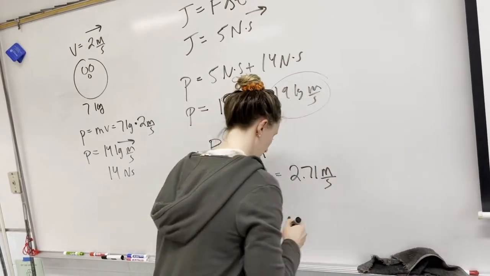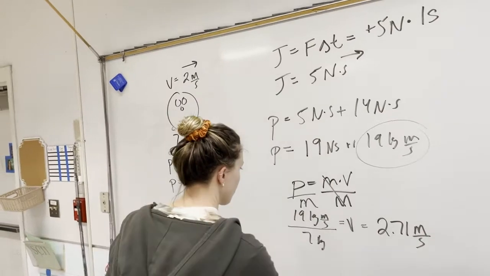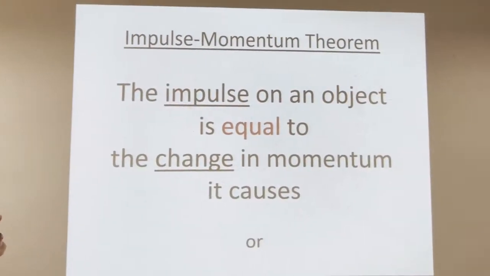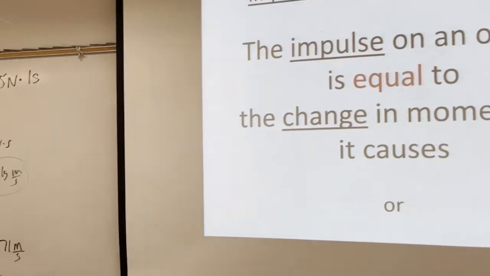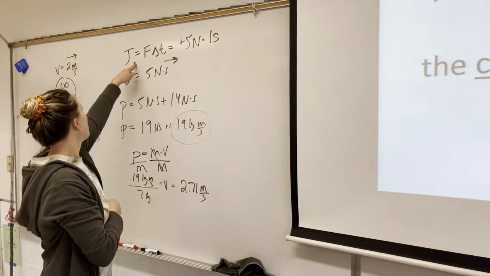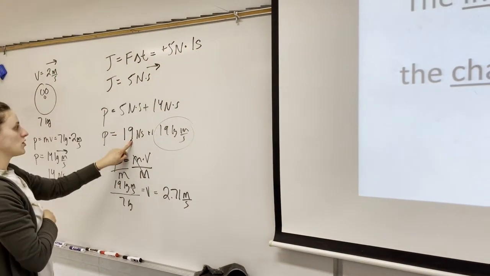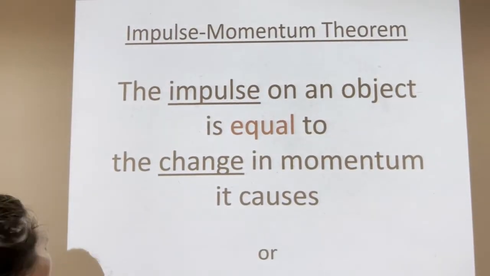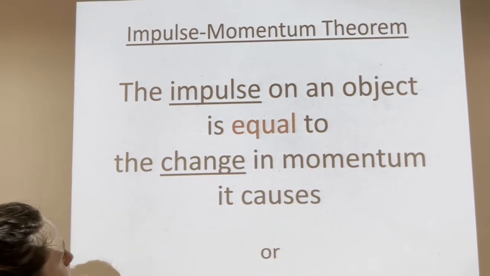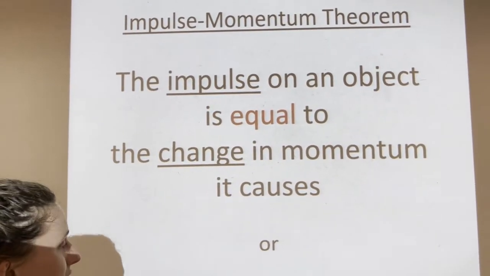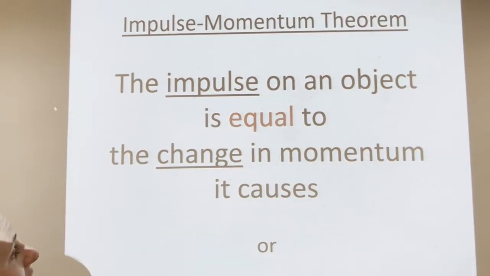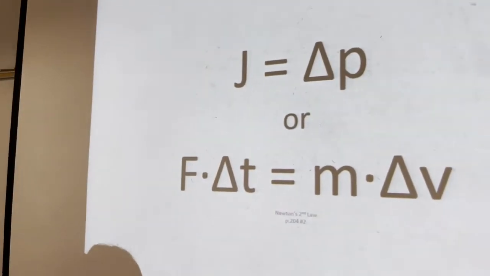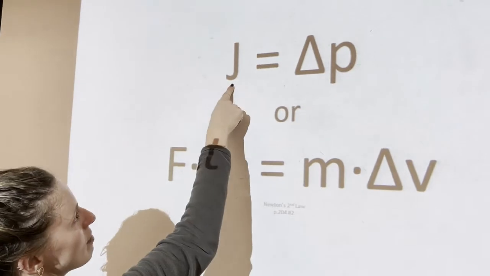So impulse changes momentum, and I think there's a slide about that. Okay, impulse momentum theorem. What did you just say? You said impulse changes momentum? I did. The impulse on an object is equal to the change in the momentum it causes. This says exactly the same thing, but in equation form, and it's almost easier to look at. So J, impulse, equals the change in momentum.